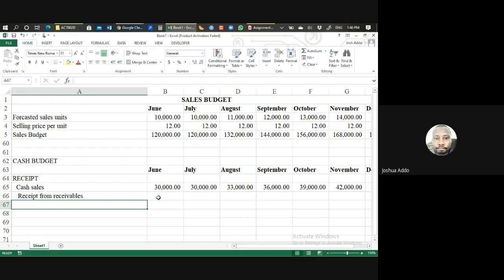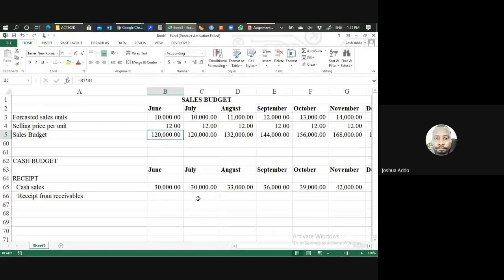So it will make sense that you build a separate receivables collection schedule to track all those details so that you don't make the cash budget become too clumsy. But for this particular question, it was just a split, 25%, 75%. So we can do it straightforward here. Receivables, receipt from receivables. And it is 75% for the following month, which means that 75% of the sales made in June will be received in July.